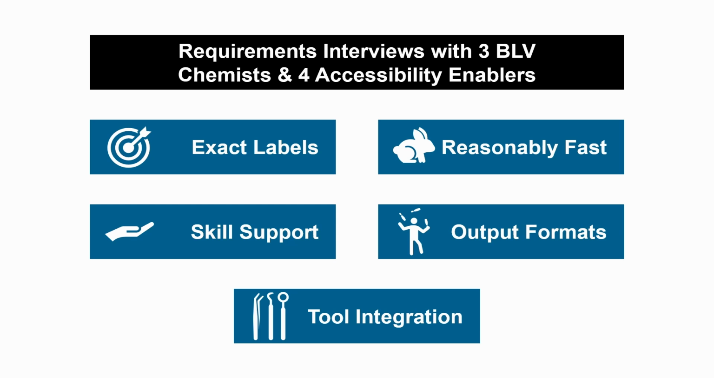To inform the design of AutoComplete, we conducted requirements interviews with 3 BLV chemists and 4 accessibility enablers to derive a total of 5 requirements. BLV chemists need exact labels to make up their mind on how a molecule is structured. Accessibility enablers caution us to be reasonably fast as they only have limited time available. Further, they need the tool to be skill supporting as they want to give this task to non-experts. BLV chemists use a variety of different output formats and modalities which need to be covered without redundant work. Lastly, the tool needs to integrate into existing processes and tools, covering steps like content segmentation and OCR.